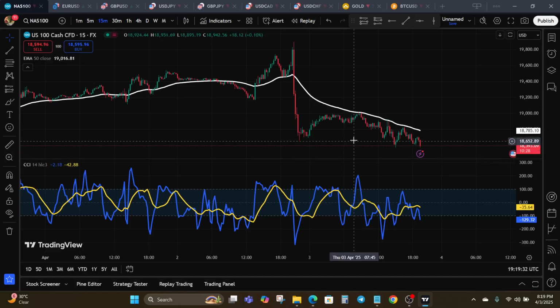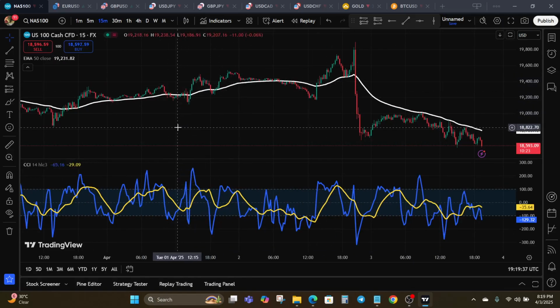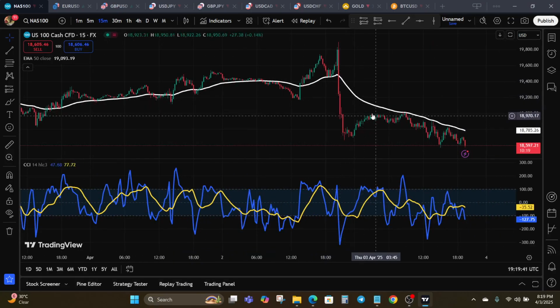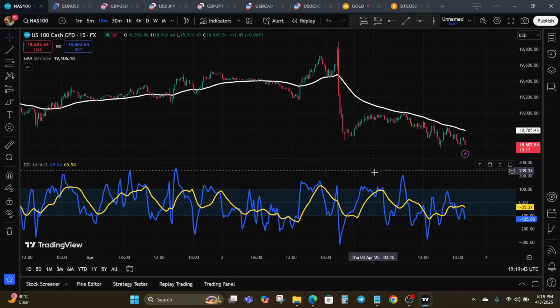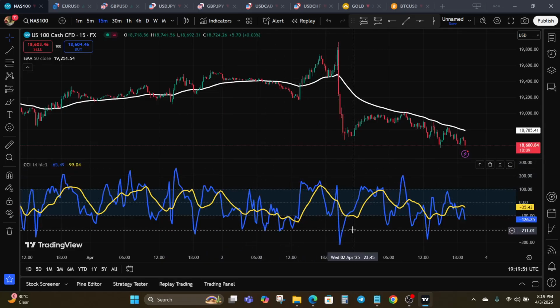The first step is to identify the market trend. If the price is above the 50 EMA, you look for buy setups. If the price is below the 50 EMA, you look for sell setups. If the CCI is above plus 100, the market is gaining bullish momentum. If the CCI is below minus 100, the market is gaining bearish momentum.